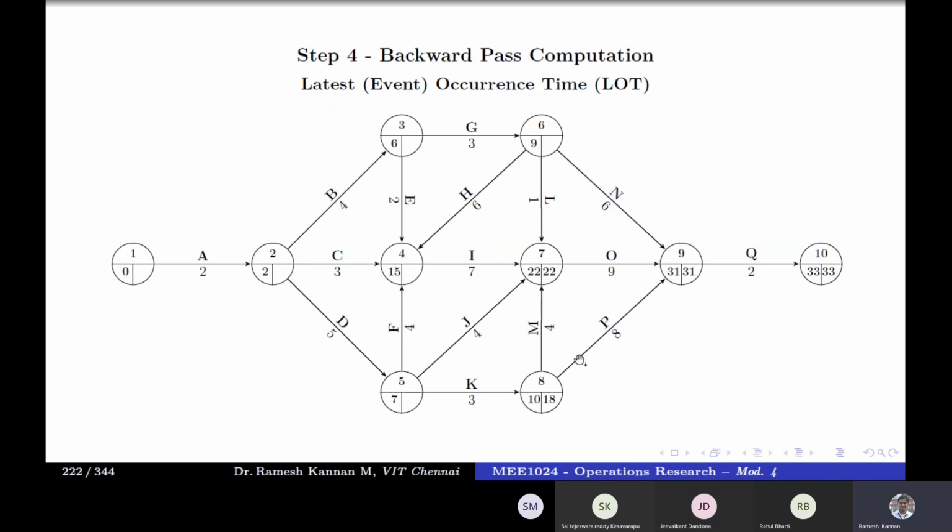So that is very important. Then we have solved 7, 8, 9. We'll go to 6. And in 6, the number of arrows leaving is 2, N and L. So 22 minus 1 or 31 minus 6, whichever is minimum.